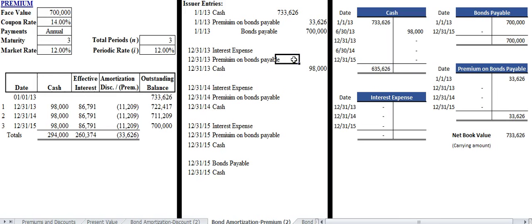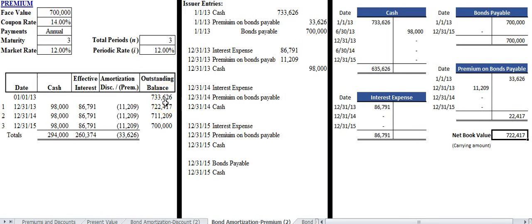You're going to amortize the premium. So now you're going to put the amortization of the premium on this side. Okay. And so interest expense now is going to be the opposite. Now interest expense is going to be lower, right? Because you're not really paying 14%. You're really paying less because you received $33,626 more than you're going to pay. So you will use that $33,626 extra as a reduction in your effective interest rate, and that's how you account for it.